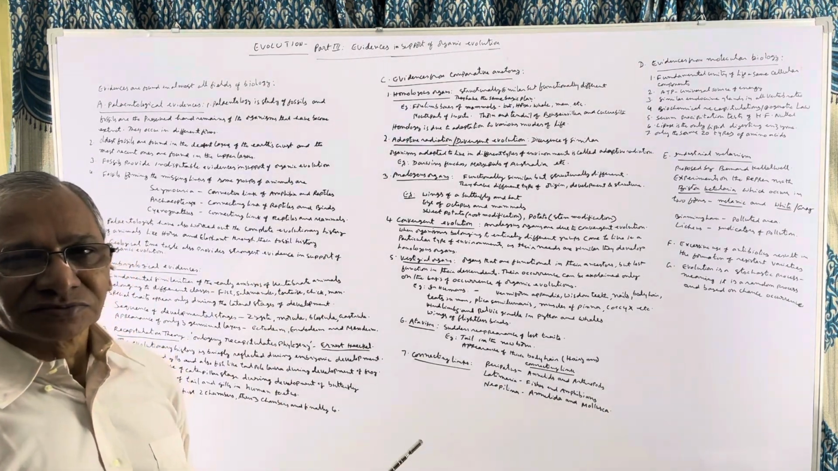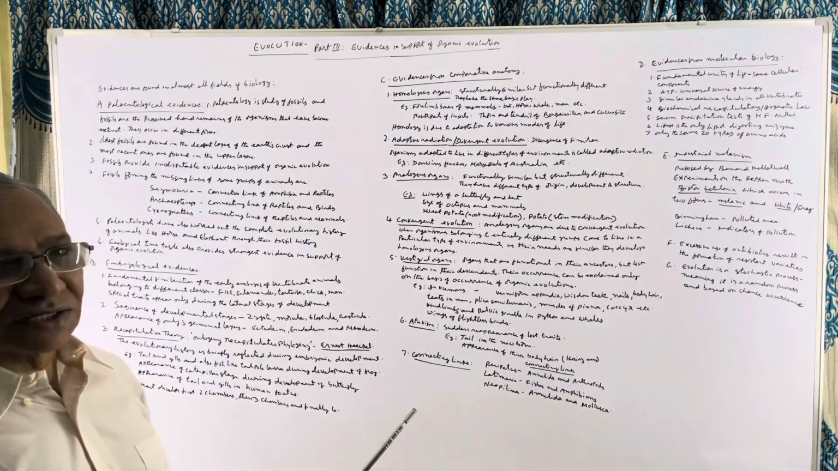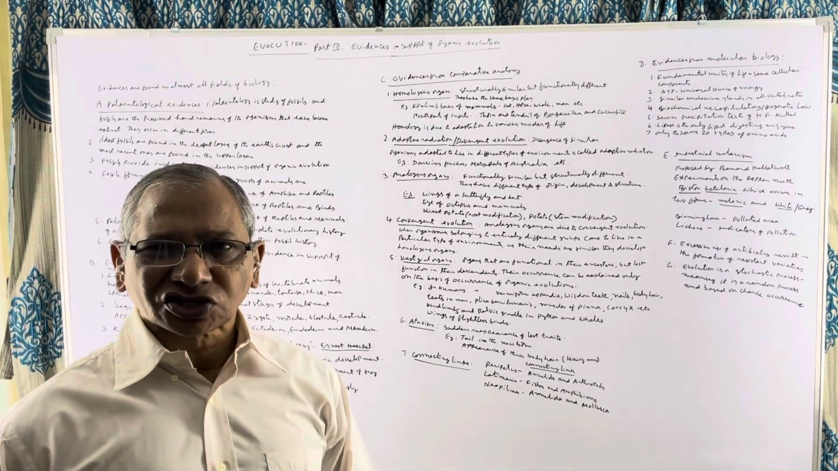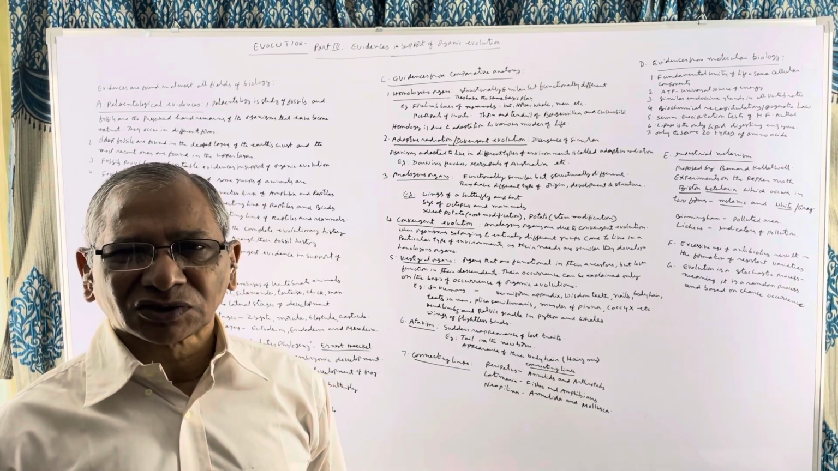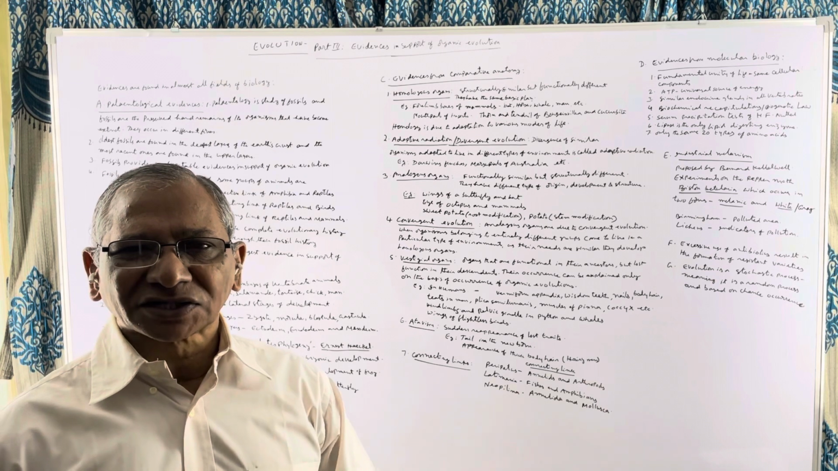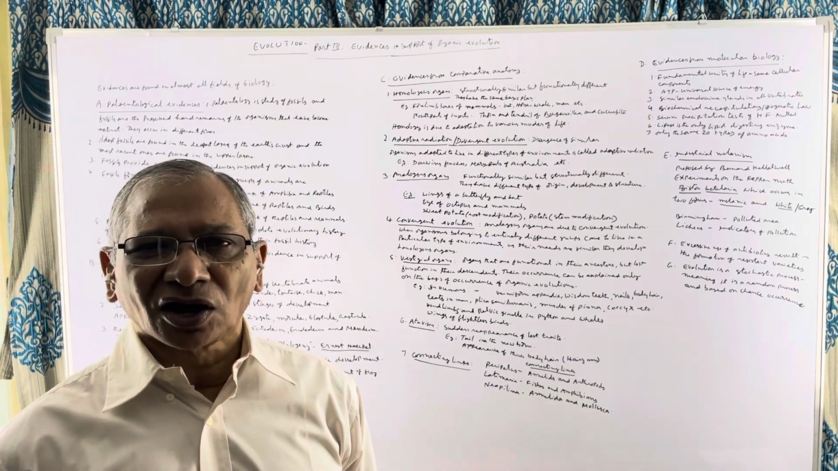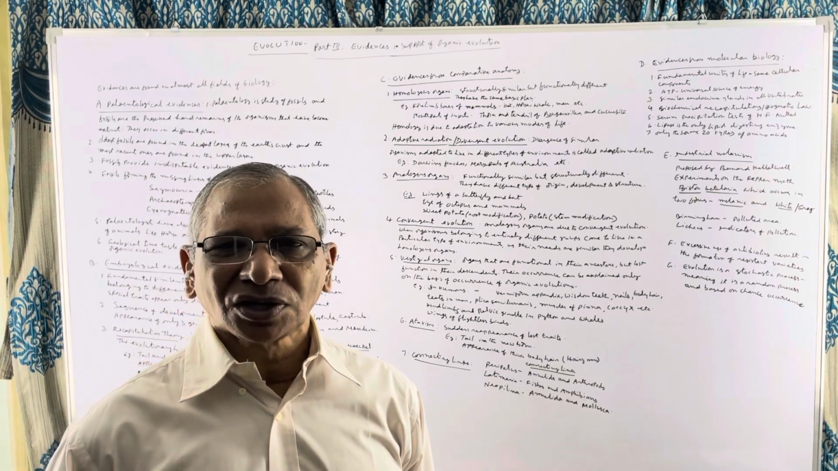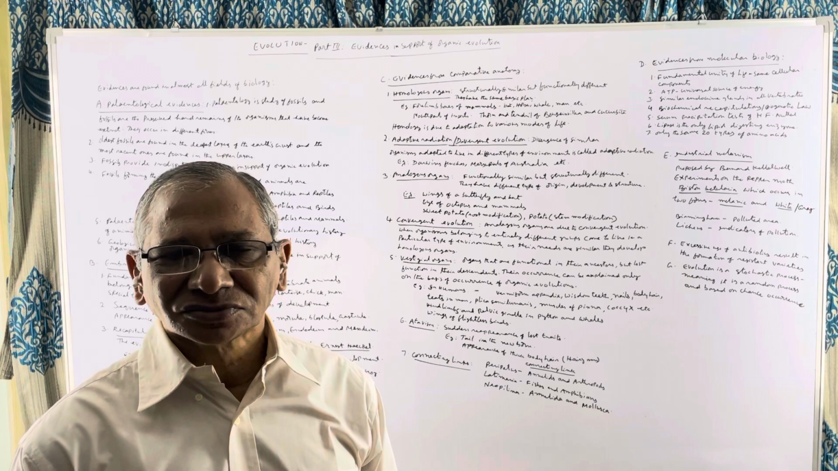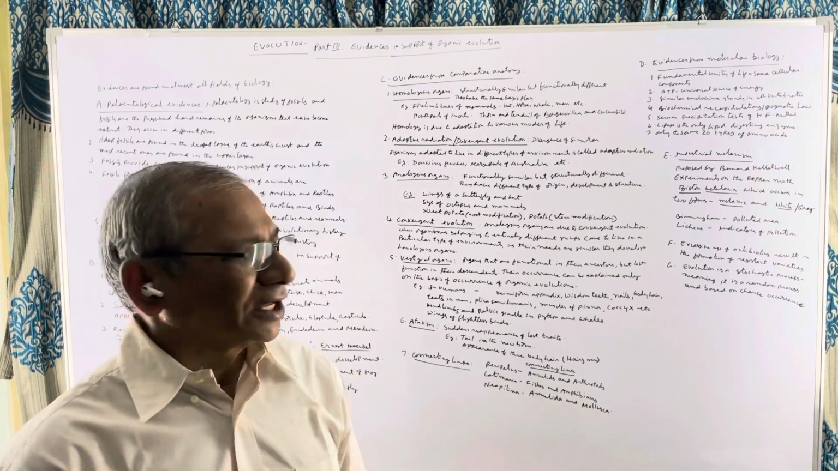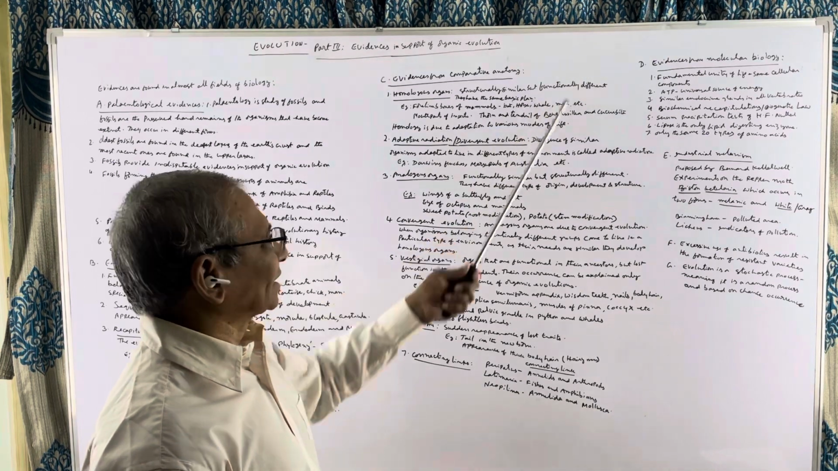Homologous organs. Homos means identical. Homologous organs are structurally similar but functionally different. They have the same body construction, but the functions they carry out are different. For example, take the forelimb of mammals. Here I have given some examples: bat, horse, whale, man, etc.